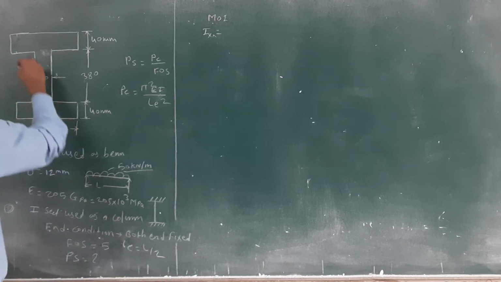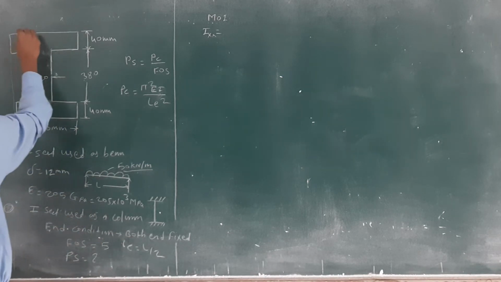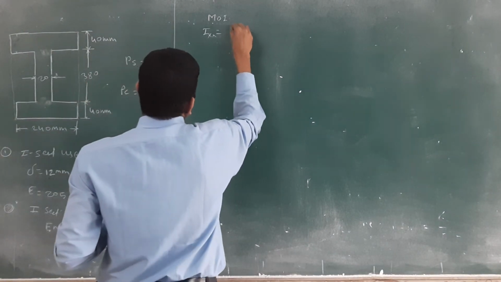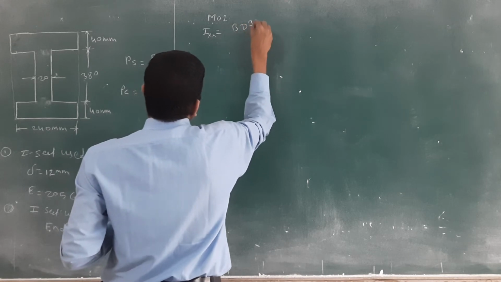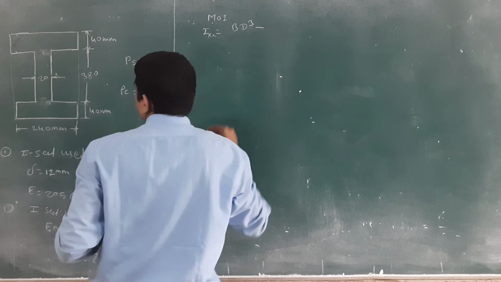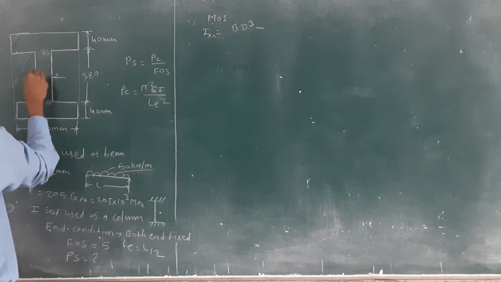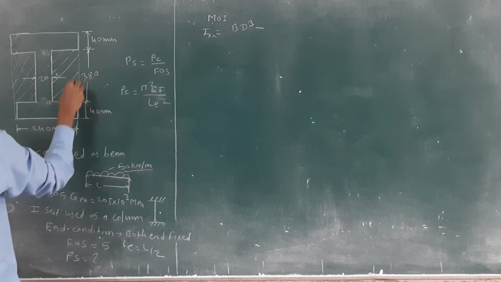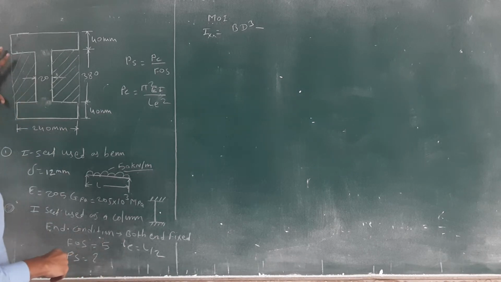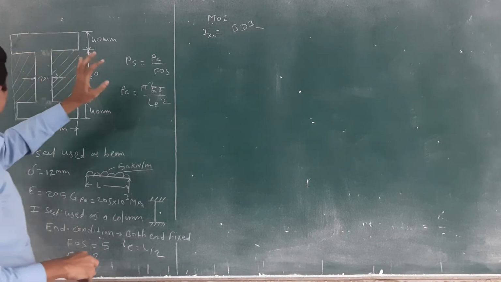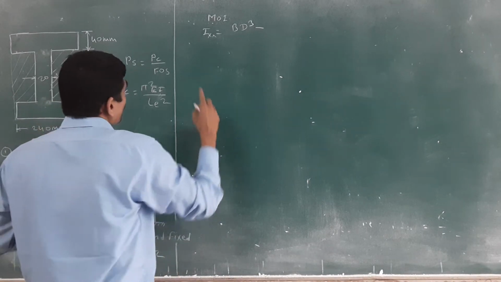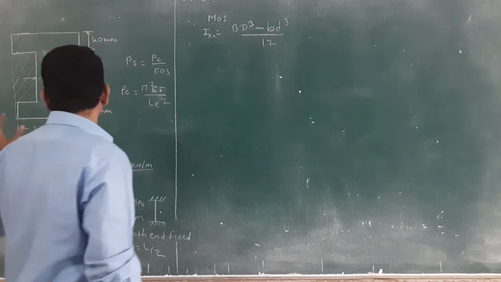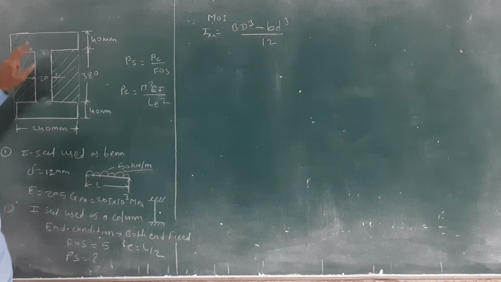Ixx is equal to, I will consider the outer part as one rectangle, hence I will take the capital letters for this: BD cube divided by 12, minus, and I will show the hatching line. Check that this one is a small rectangle. This big rectangle minus this small rectangle, divided by 12, gives the value of Ixx. Or you can again use another formula, this plus this plus this.